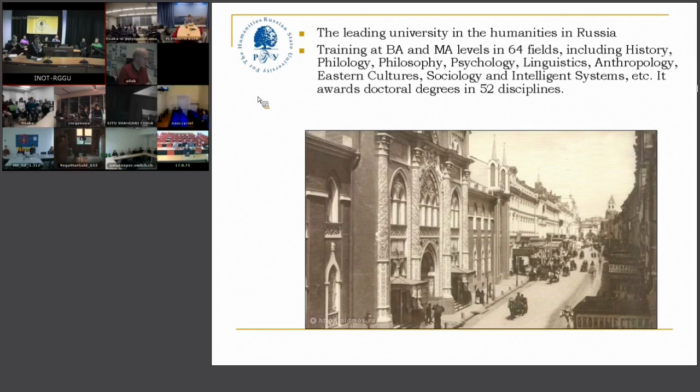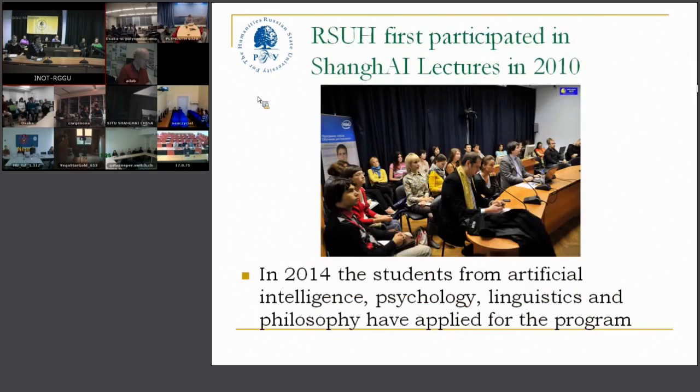And we award doctoral degrees in 52 disciplines. We started our Shanghai lecture participation in 2010, so it's the fifth time that we are beginning this lecture. This year, students from artificial intelligence, psychology, linguistics, and philosophy have applied for the program, but most of them are from artificial intelligence.